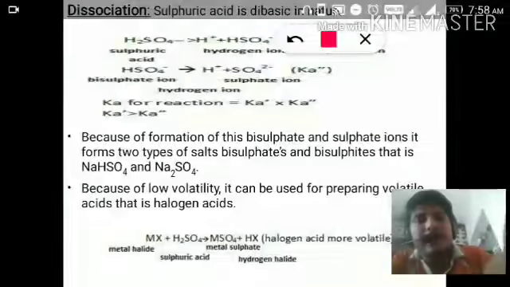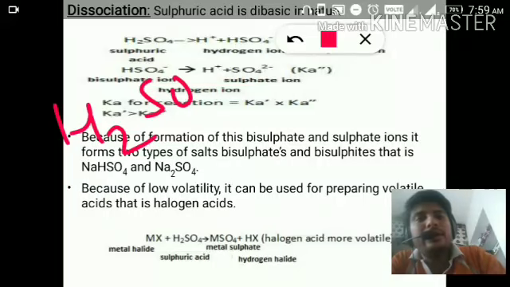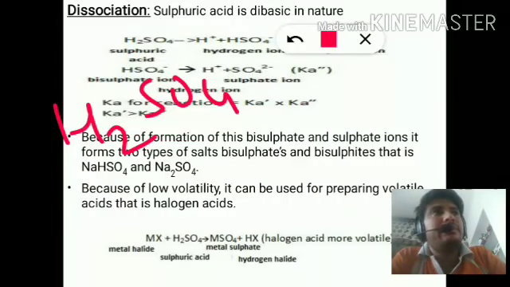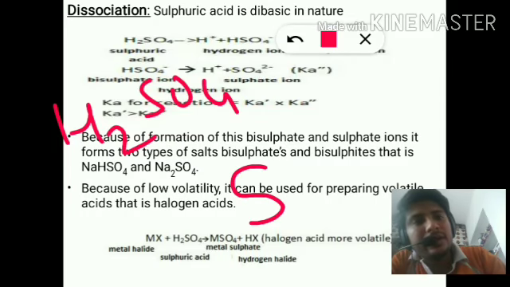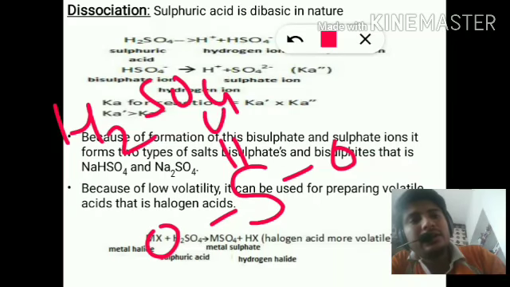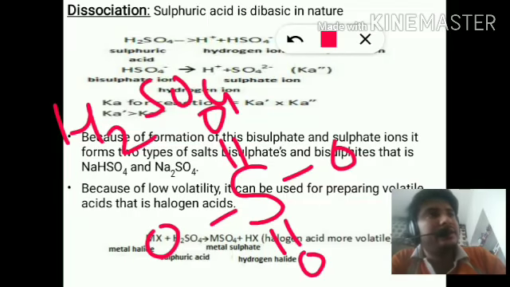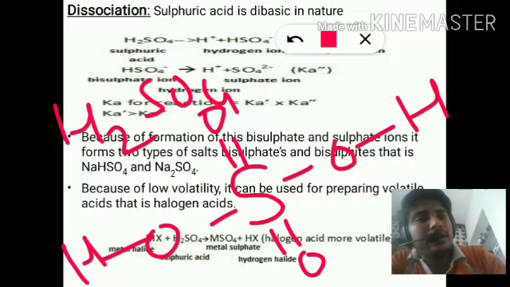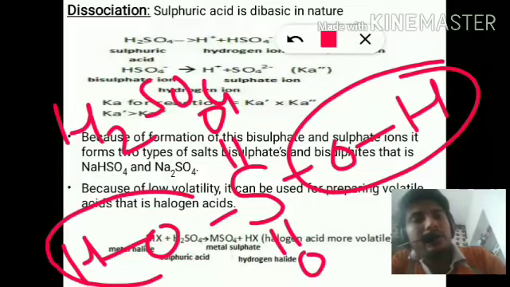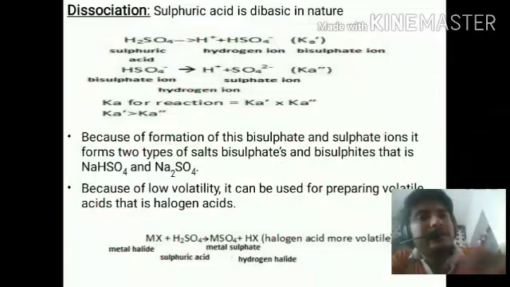Just look at H2SO4. If you want to find the basicity, dibasic, tribasic, tetrabasic, pentabasic, you just have to draw the structure of the compound. Sulfur contains 4 oxygens: oxygen first, second, third, fourth. Sulfur has a valency of 6, it has 6 valence electrons, so it can form 6 bonds. And 1 H is there, 1 H is there. The number of OH bonds is 2, 1 and 2. 2 OH bonds are here, so we can say it is dibasic in nature.